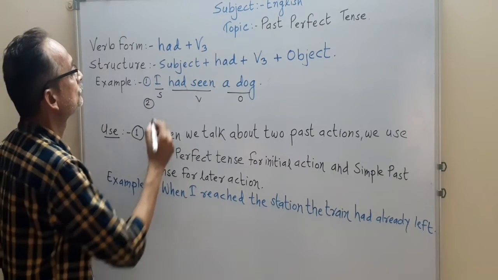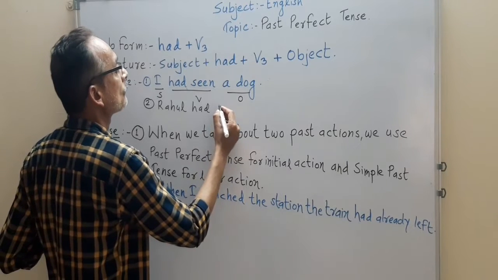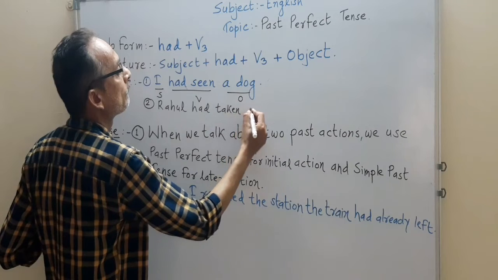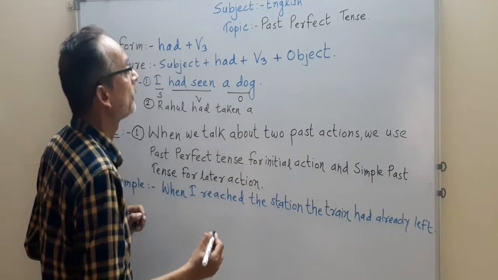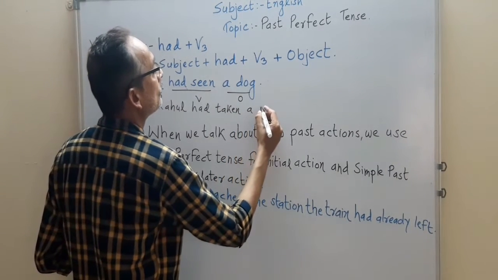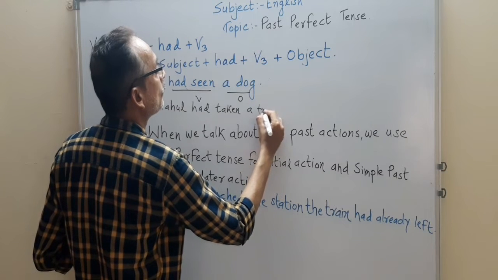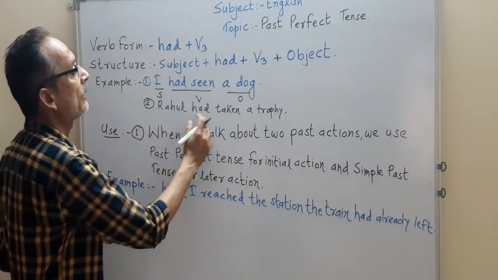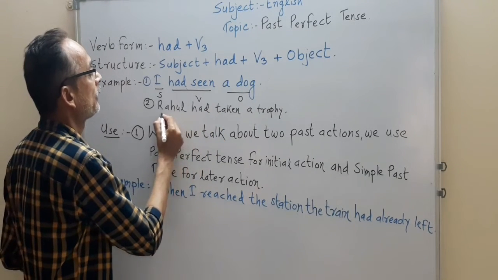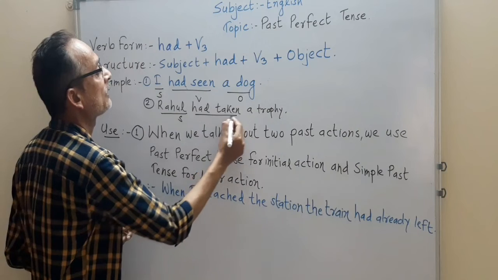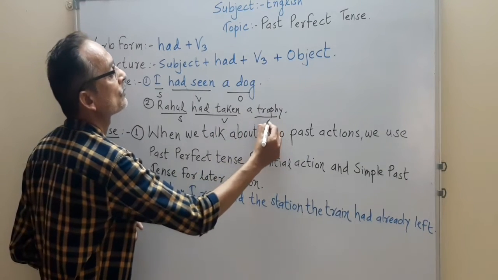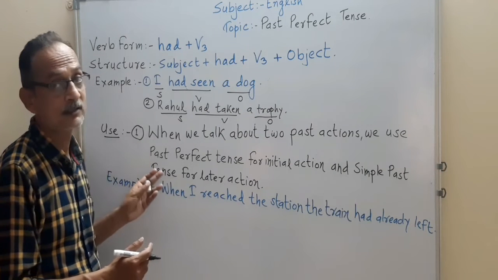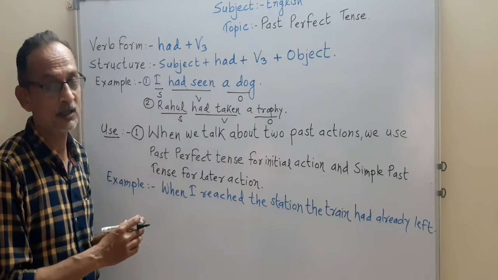You can change the verb, for example, taken, a trophy. Raul had taken a trophy. Here Raul is the subject, had taken is the verb, a trophy is the object. You can write the sentences in different structures also.